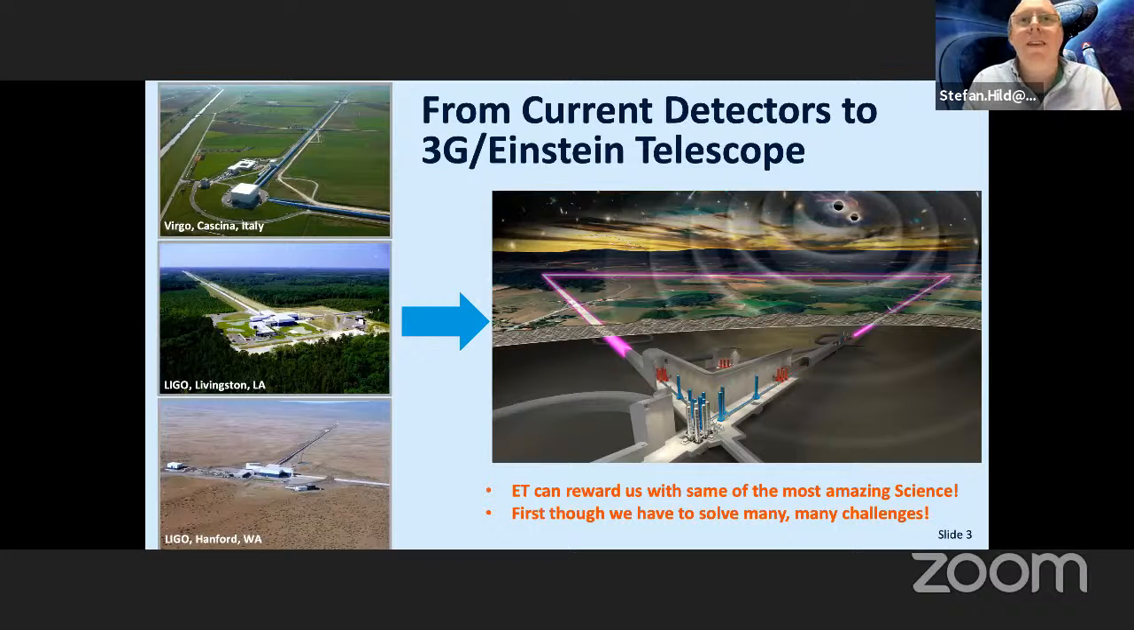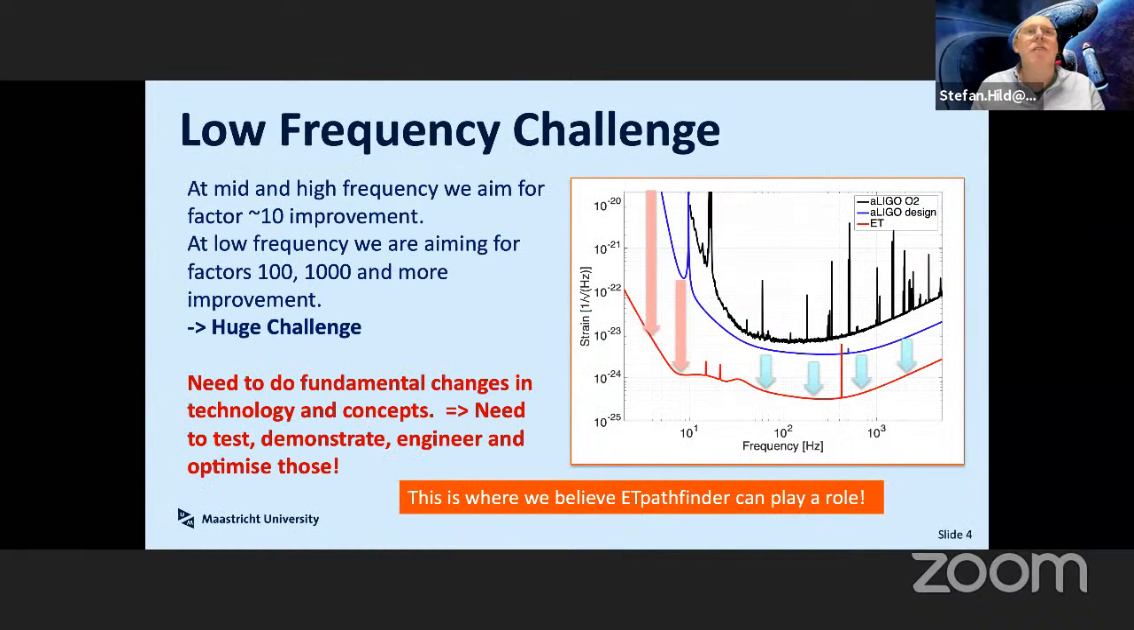I think we are all aware, and we have seen yesterday, that there's some absolutely amazing and fantastic science to be gained with ET, to which we are all looking forward. But as we have seen in many of the talks today, there's also quite a lot of challenges between us and this amazing science. So really, we have to work a lot before we get the fruits of ET out.